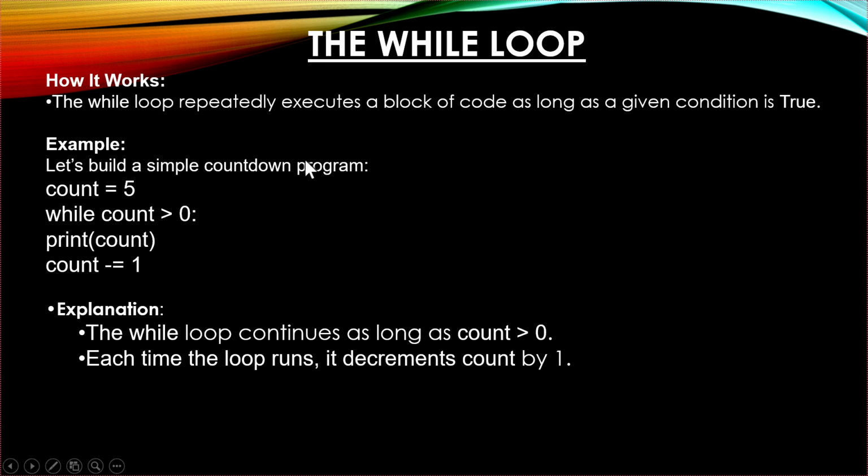Let's build a simple conditional program. We will make a number, count equals 5. The while loop will be used: while count is greater than 0, print count, and then count minus equals 1. So what will the output be?